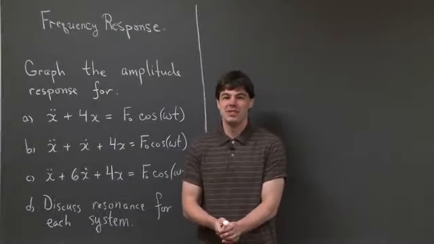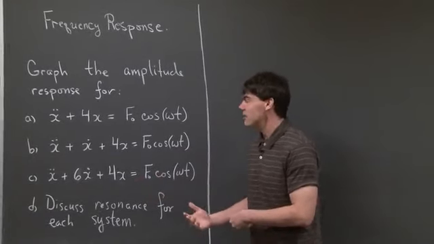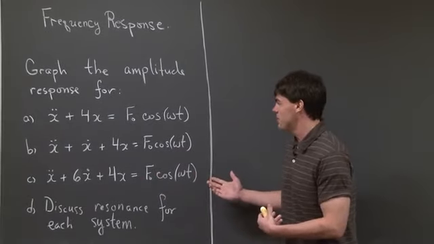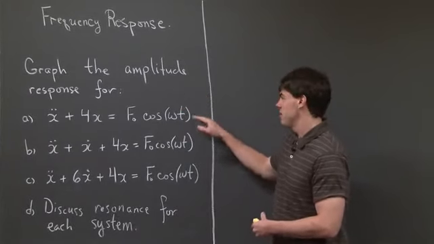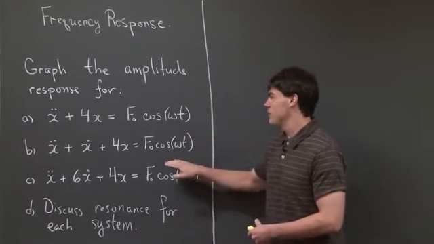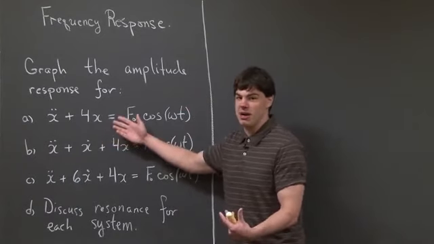Hi everyone. So today I'd like to talk about resonance frequency response, and specifically we're going to take a look at a couple different differential equations, and we're asked to graph the amplitude response for each equation. And you'll note that these equations A, B, and C have varying amounts of damping.